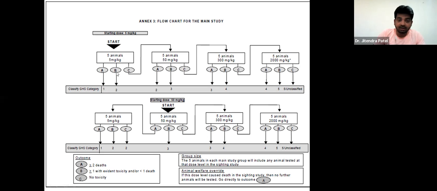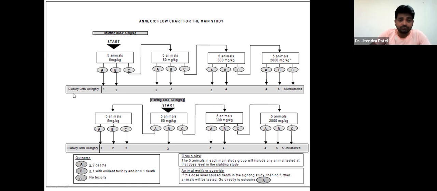There will be 3 conditions: A, B, and C. A means death, 2 or more than 2, so we can say it is the death category. Condition B is 1 or less than 1 with evident toxicity, or maybe 1 death. And condition C, there will be no toxicity. So 50% of the population should die, that is the LD50, lethal dose 50.